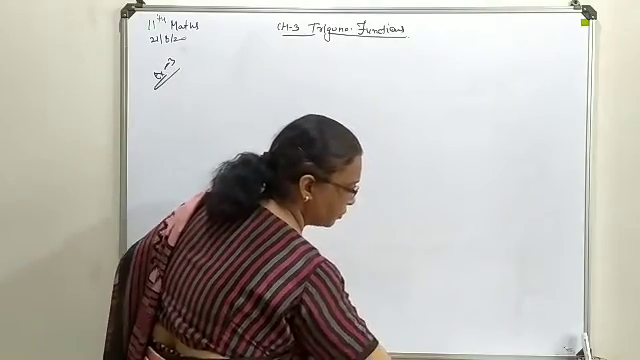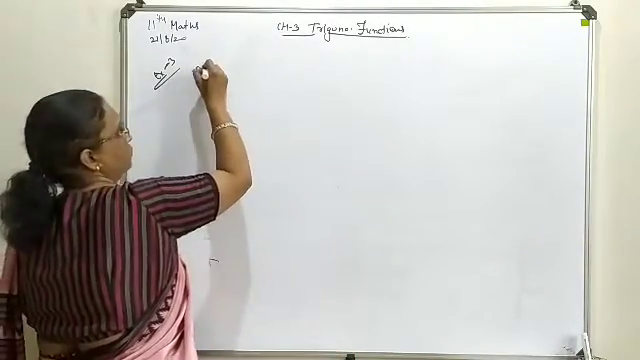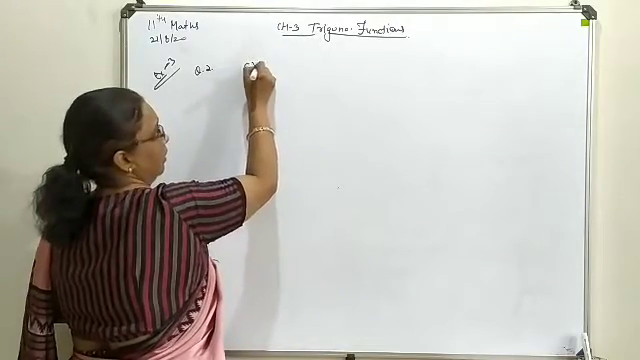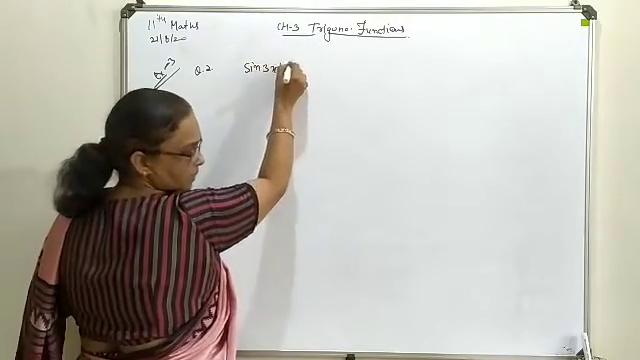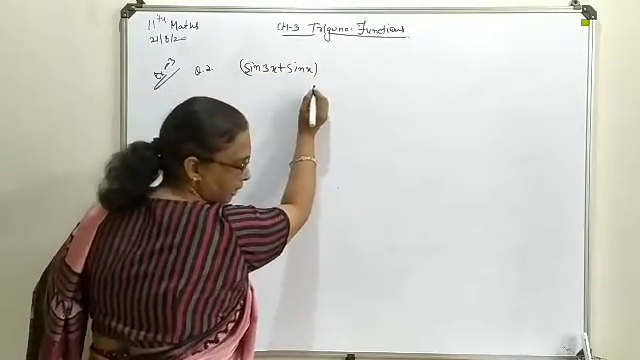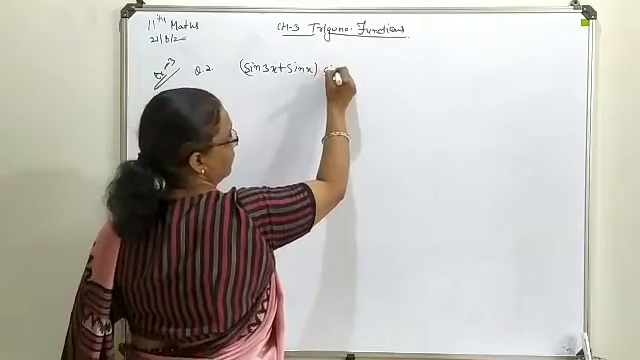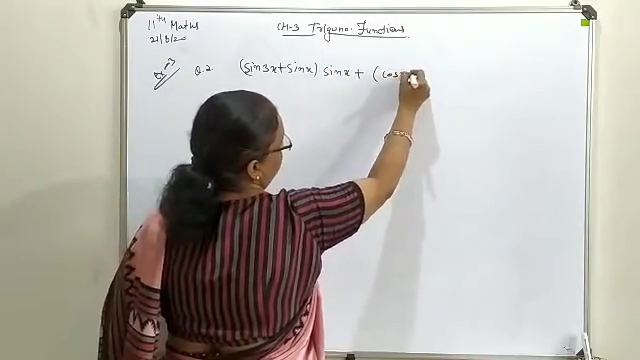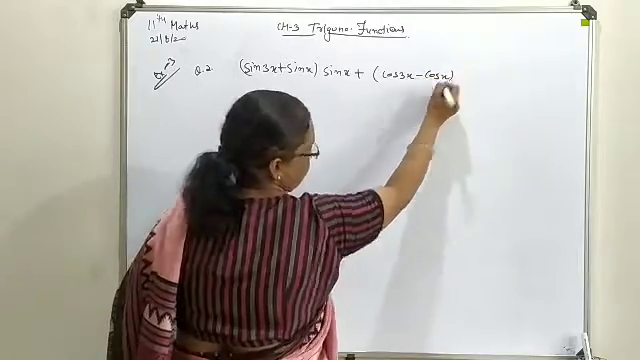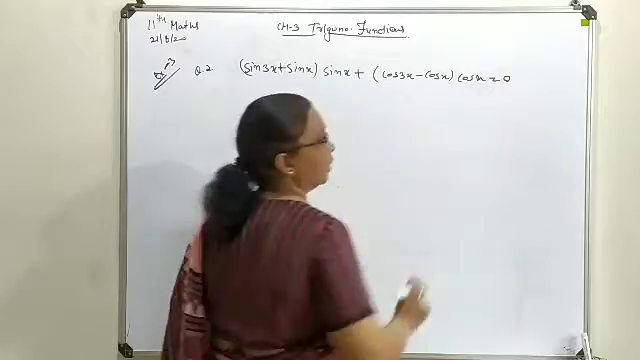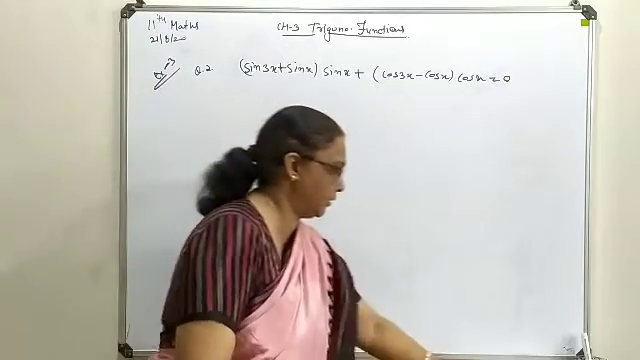Now your question number 2 is available with the sine combination: sin of 3x plus sin of x, outside containing the sin x term, plus cos of 3x minus cos of x, into cos of x, that we have to prove is again a zero quantity.